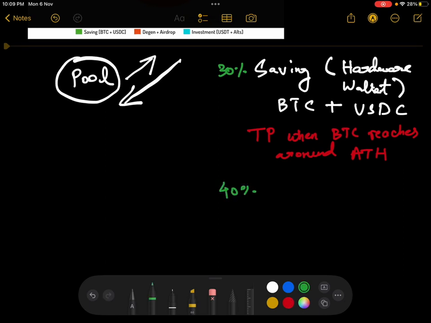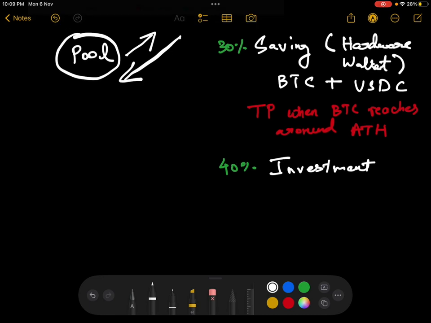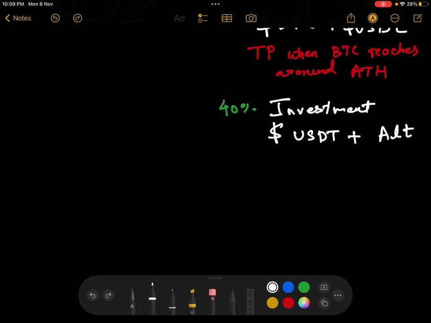Next, 40% is going to the investment portfolio. In this investment portfolio, it is again divided into two things. So 50% is going to USDT, and the other half is going to alts. Altcoins are basically any coin other than Bitcoin. So this is the investment portfolio. So why am I keeping the USDT? Basically to buy alts. USDT is kept to buy alts when an opportunity arises.